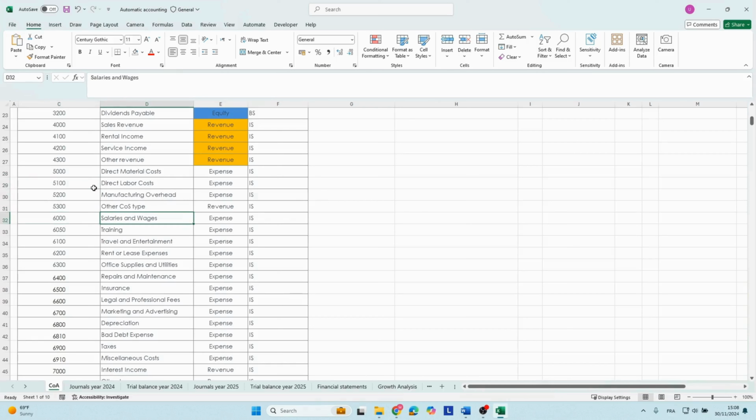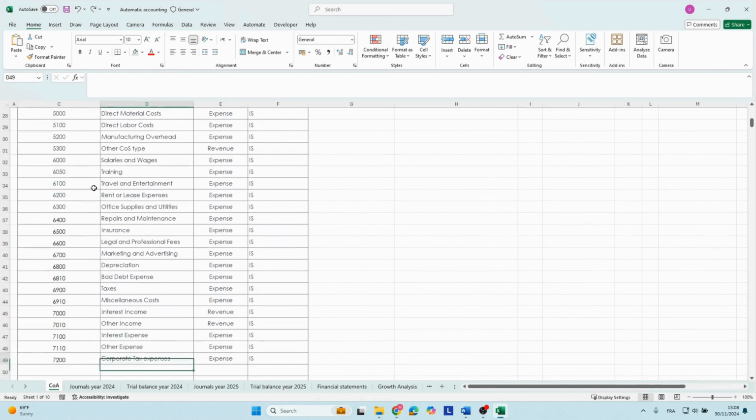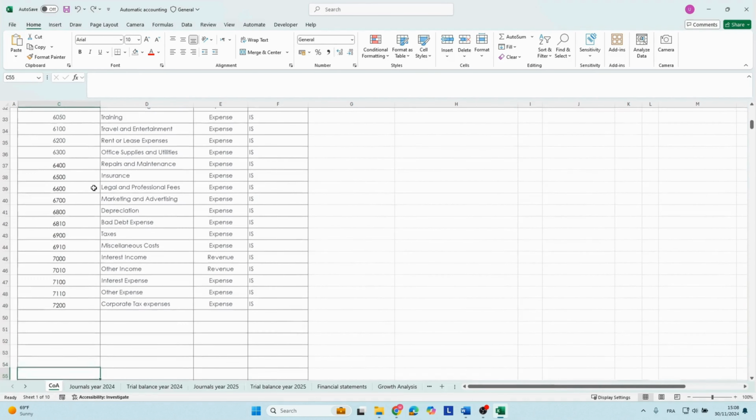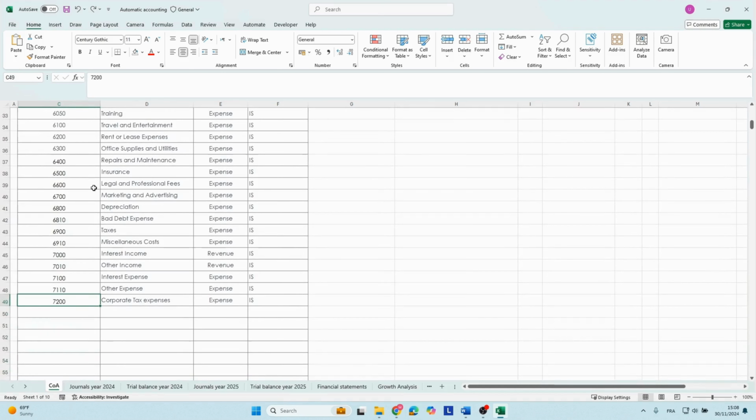Now we have the operating expenses, which are the indirect costs. We give it class 6, which includes salaries and different other costs. Now we have class 7. We give it for interest income or other income. The same thing for interest expenses or other expenses, and for corporate taxes, which is part of the corporate tax expenses. So that was the first part, the chart of accounts.